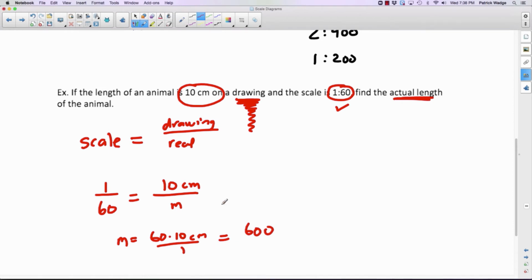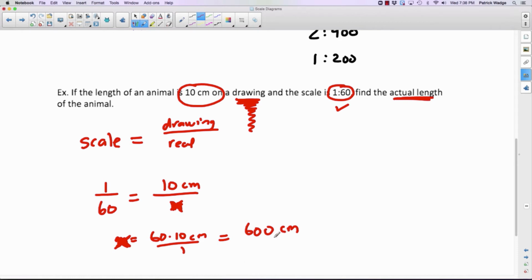600 what? Well, remember this had no units here. So if it's centimeters there, guess what it's going to be down here? Centimeters as well. Darn, maybe I shouldn't have used m. You might think I mean meters or something. I'm going to switch it to x. I'm sorry. Okay, let's say it's x and x, just so you don't get confused. That doesn't mean meters. That just means unknown amount. And since it says centimeters here, it's going to be centimeters here.